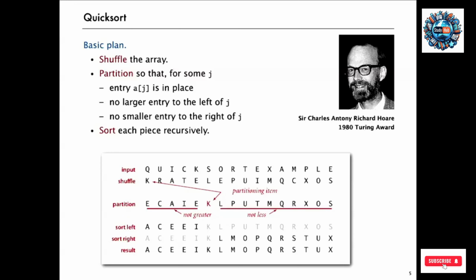So that's to divide it so that for some value j, the entry a of j is in place in the array. There's no larger entry to the left of j and no smaller entry to the right of j. Once we have the array partitioned in that way, shown here in the middle, we have k in its position, and everybody to the left, there's nobody greater than k, and everybody to the right, there's nobody less. Once we have it arranged in that way, then we recursively sort the two parts, sort the left part, sort the right part, and then after those two things are done, the whole thing is sorted. This method was invented in 1961 by Tony Hoare, who won the Turing Award in 1980 for this and other work.